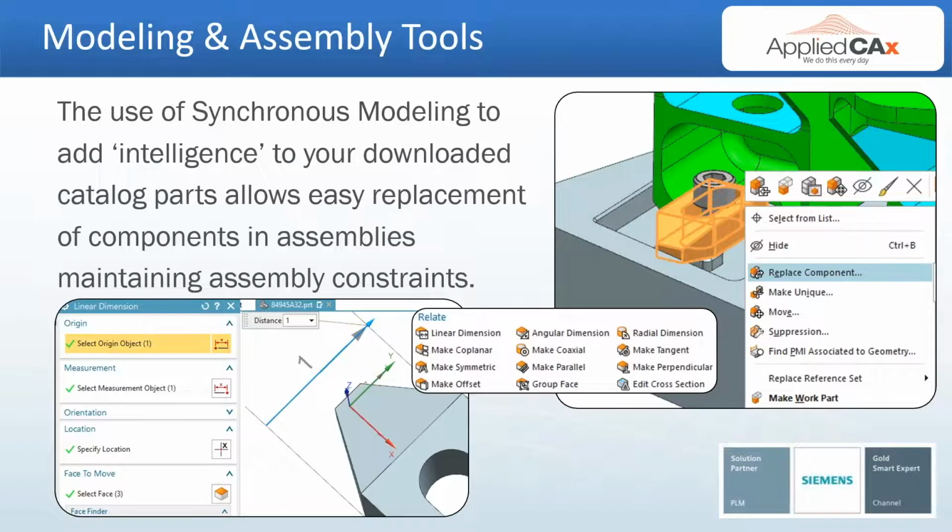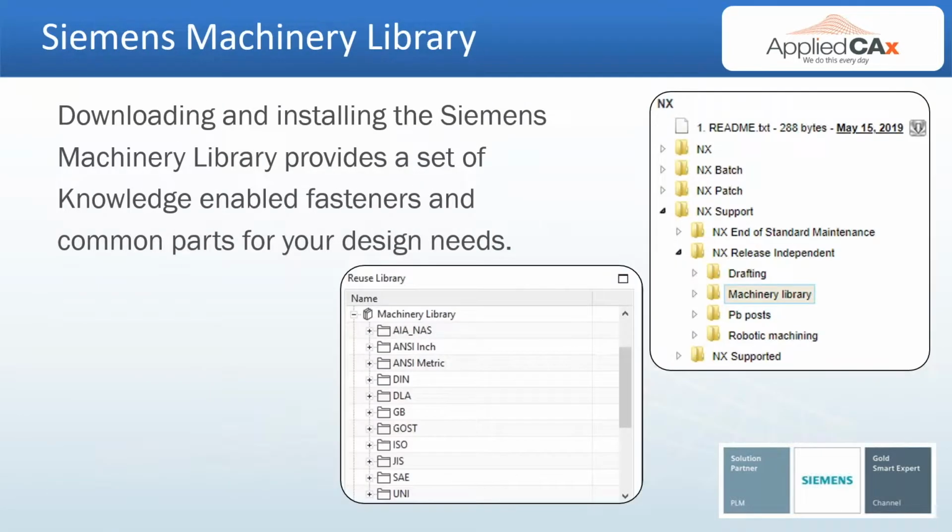Assemblies are really easy to use. You can use the replace component tool as long as the part has the same parentage. Your assembly constraints will all transfer over to the new component. And I want to show off some of that as well.